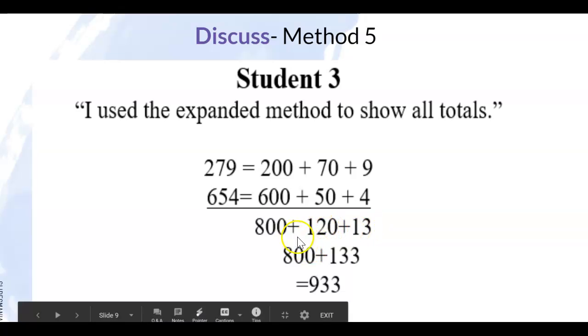Okay. And now you're going to do a little further addition. So you take the bigger number, 800, and now you can add up the 120 plus 13, 133. And then lastly, you add up both of these. 800 plus 133, you get 933.